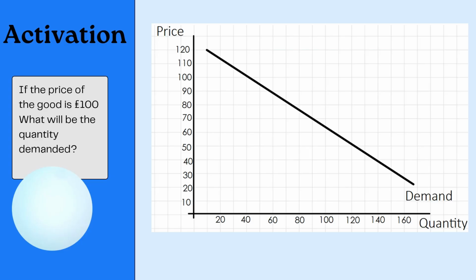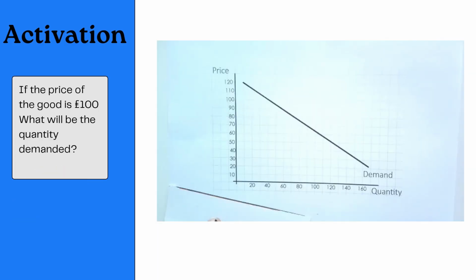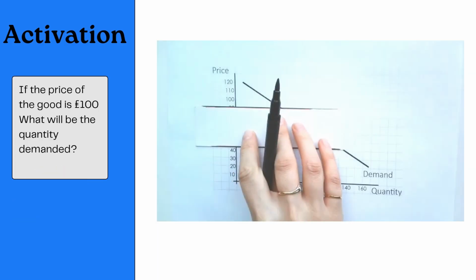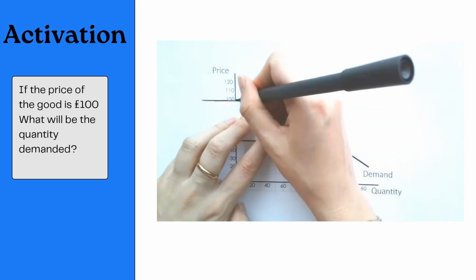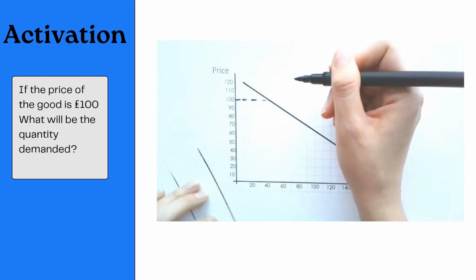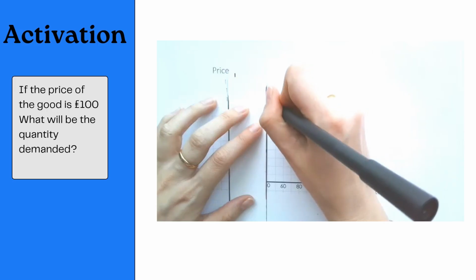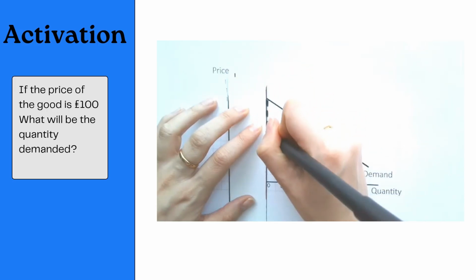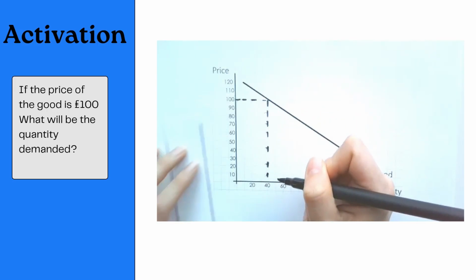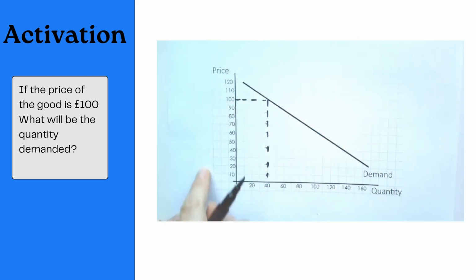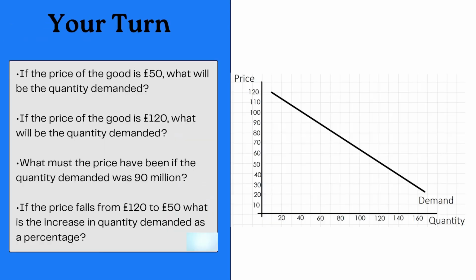Here is a graph showing the relationship of demand between price and quantity. So if the price of the good is £100, what will be the quantity demanded? Price is on the y-axis, and so we can go to £100, read across until we hit the demand curve, read down to the x-axis, which shows quantity, and we can see that at £100, 40 units will be demanded. Now it's your turn to have a quick go at some typical questions. Pause the video and have a go.